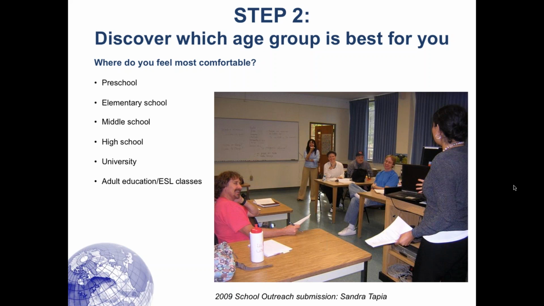Like if you're in line with a 3-year-old behind you with his mom, do you say hi? Do you try and talk to them? Or do you kind of shy away like I do because you don't know what to say? Or do you find yourself gravitating more towards conversation with adults? Maybe you need to focus your efforts on university or adult academic and ESL classes. These are things that can help you figure out where you would like to go. And adult education or ESL classes are also an option.